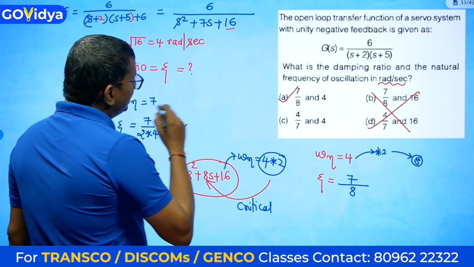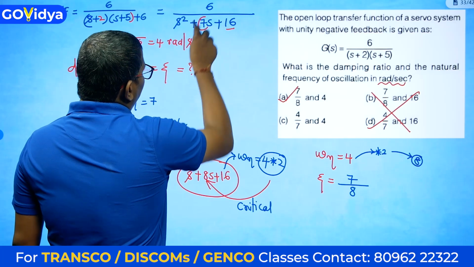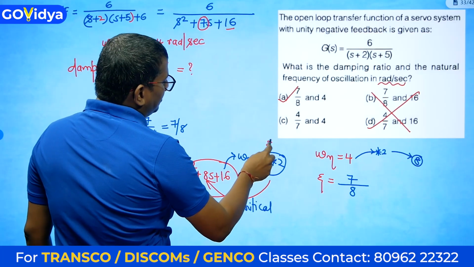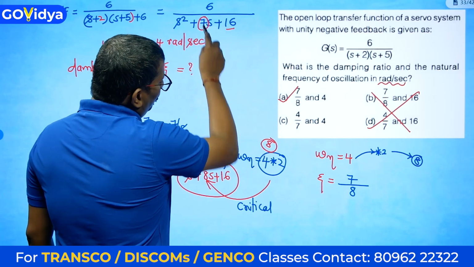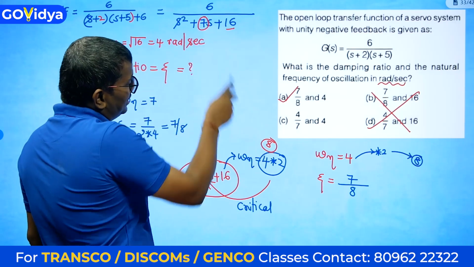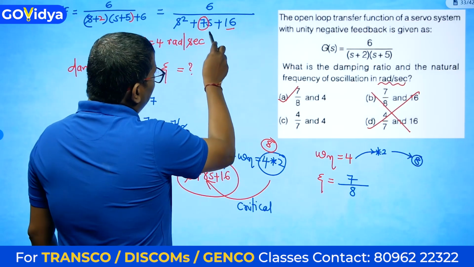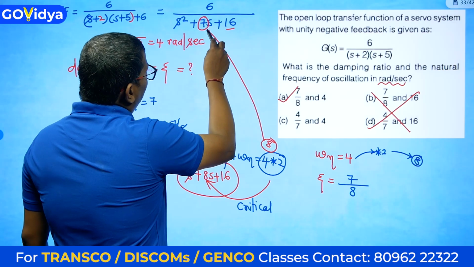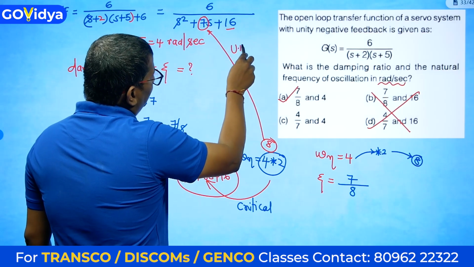Now you see here, similarly, this is 7 and this is 8. Can I say this is more than this, or this is more than this? This is always less than this. So therefore, this is going to be underdamped.